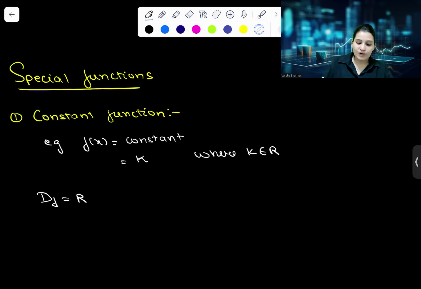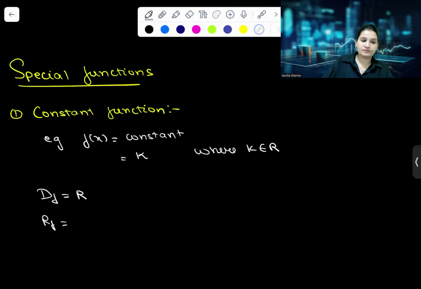Yes, ma'am. What will be the range? Range. What will come out as an answer? If I put here x equal to 2, f of 2, what will be the answer? The function is say f of x equal to 3. Put here x equal to 2. What would be the answer? I don't have a place to put the value of x. Answer will remain the same, 3.